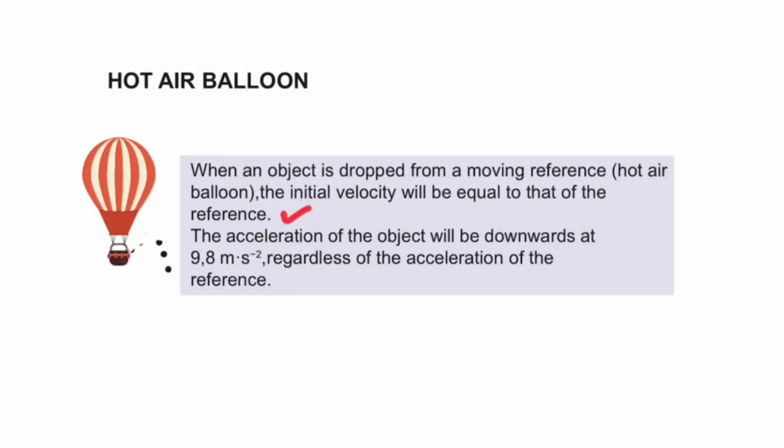What does that mean? If you have a hot air balloon that is going up at a constant velocity of 5 meters per second and you drop an object, the initial velocity of that object is going to be that of the reference, which in our case will be 5 meters per second. But then after dropping it, the acceleration of the object will be 9.8 meters per second squared, regardless of that of the reference, right? Whether the reference was moving at a constant speed or it was accelerated, as soon as you drop it from the reference, it only takes its initial velocity. The acceleration will be 9.8 meters per second squared.